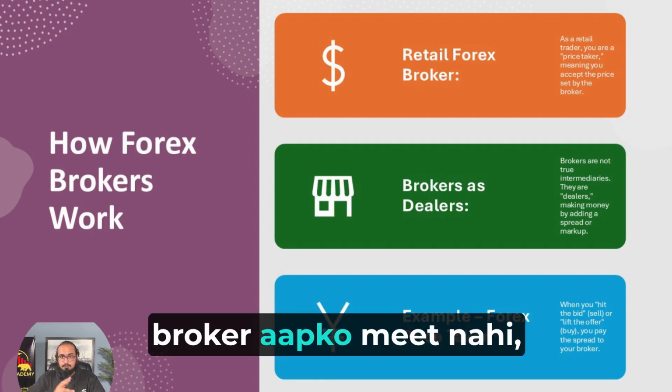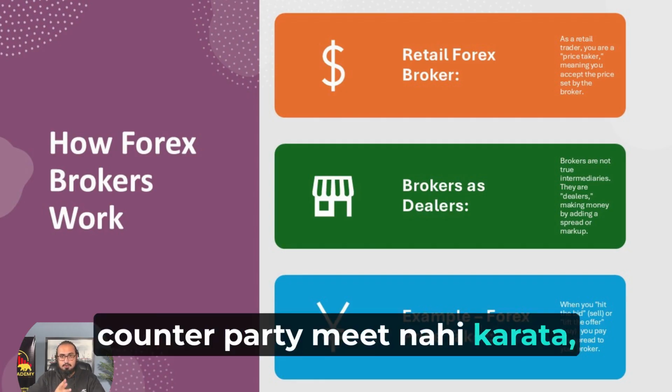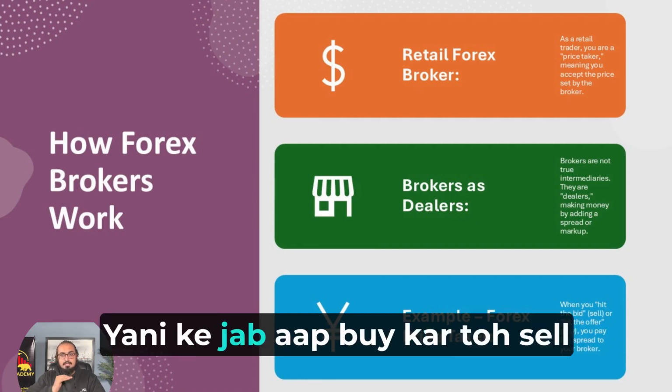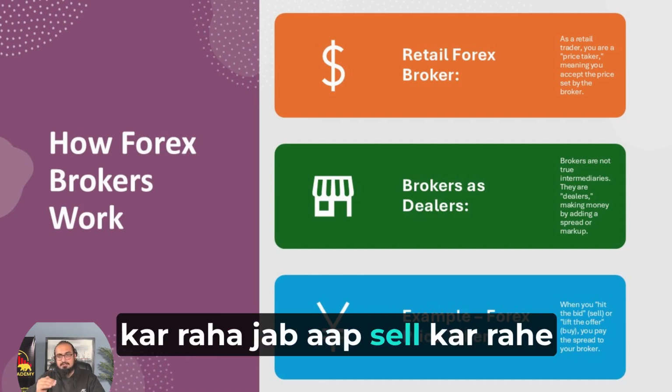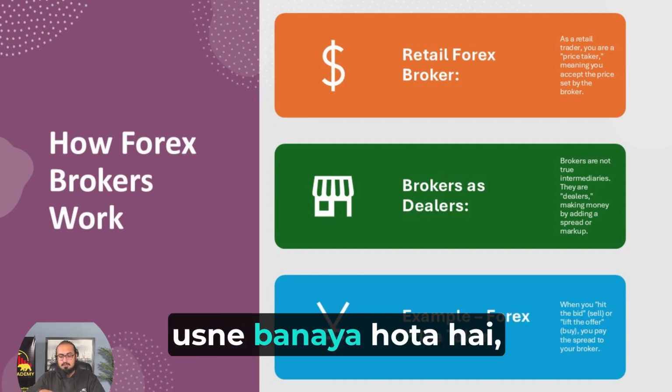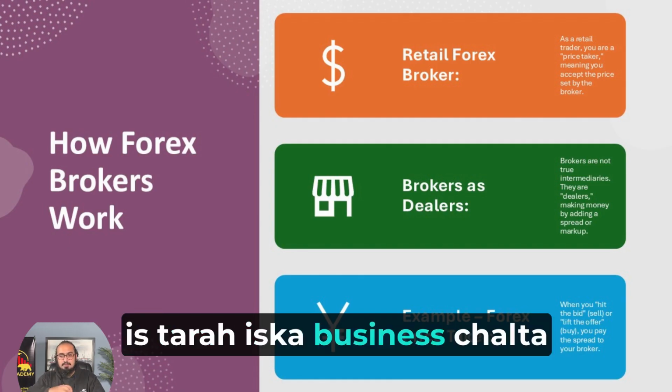The broker's job is not to make you meet the counterparty. The broker automatically becomes your counterparty. That is, when you are buying, he is selling, and when you are selling, he is buying. This process is made automatic. So his business runs like this.